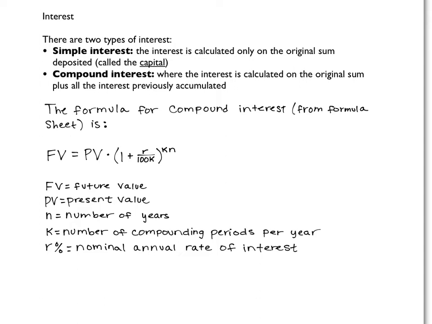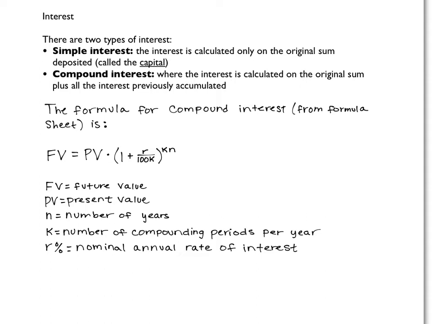Simple interest is not actually part of the IB Math Studies curriculum anymore, so you don't have to worry about problems talking about simple interest. All you have to worry about is problems talking about compound interest. So here's our formula for compound interest. We have future value is FV, present value is PV, the number of years is N. Okay, all of those are pretty self-explanatory.